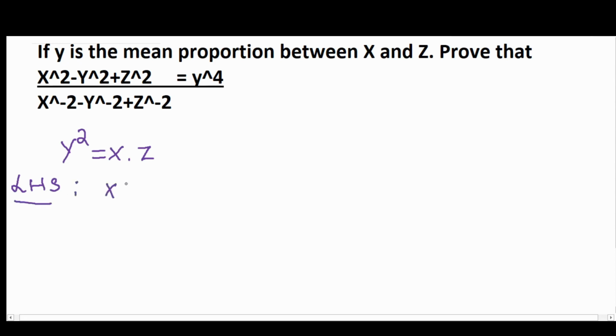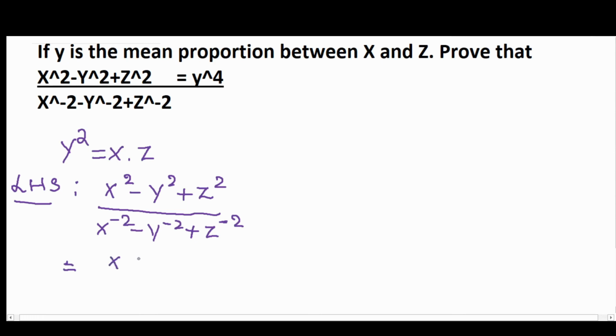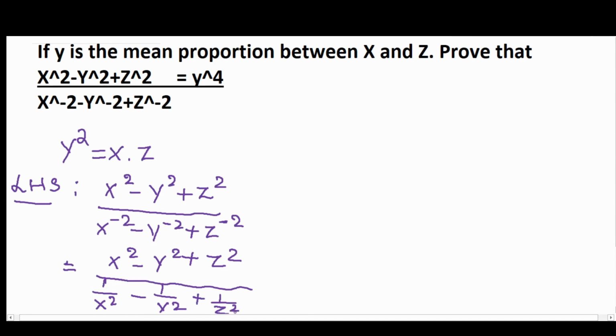Now let's take the LHS and let's prove the RHS. So let's write the LHS, x square minus y square plus z square divided by x raised to the power minus 2 minus y raised to the power minus 2 plus z raised to the power minus 2. The first thing, let's convert these negative powers into positive, that is, bringing them to the denominator. Now it becomes x square minus y square plus z square divided by 1 by x square minus 1 by y square plus 1 by z square.